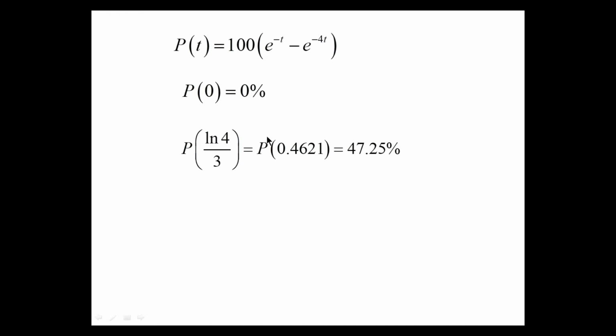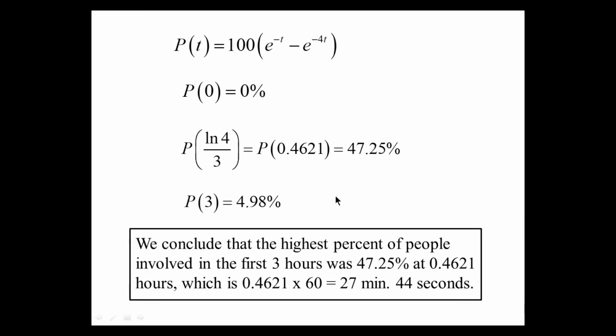P of ln 4 over 3. Now, if you turn this into a decimal on a calculator and sub those numbers into here for t, you'll get 47.25%. And P of 3, well, again, sub in 3 for here, do the math, 4.98%. So it's very obvious that we conclude that the highest percent of people involved in the first 3 hours was here, the maximum, at the critical number, 47.25%. And when did that occur?